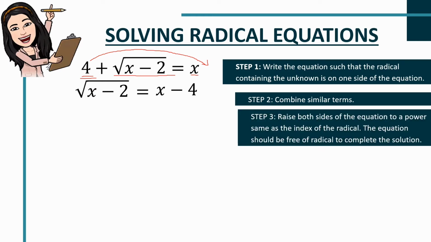We have to raise both sides of the equation to the power same as the index of the radical. So, what is the index of our radical? Yes, we have 2. So, therefore, we will raise both sides of the equation to the power of 2.